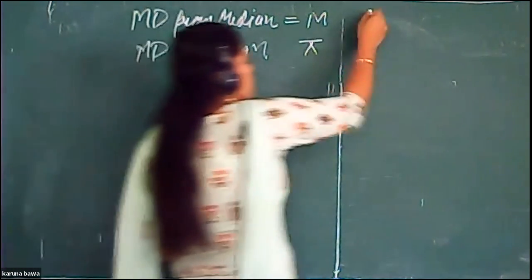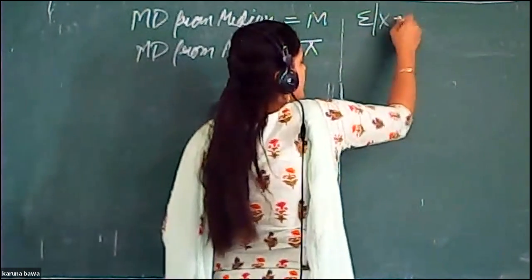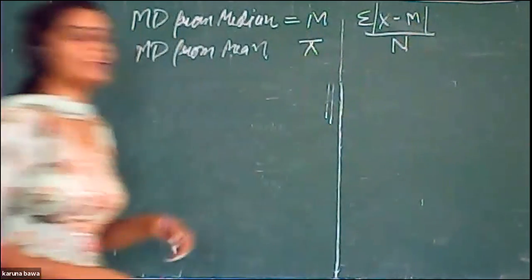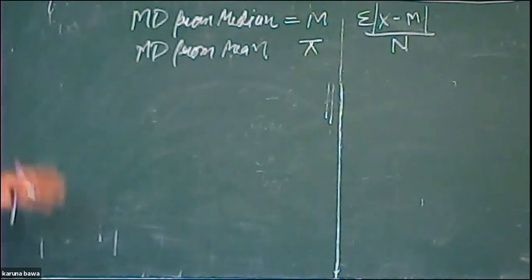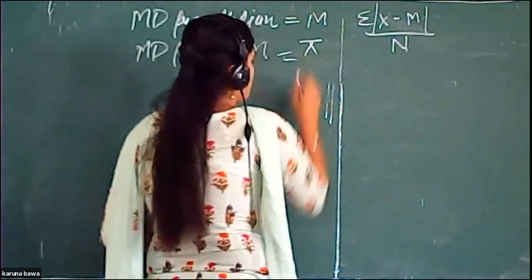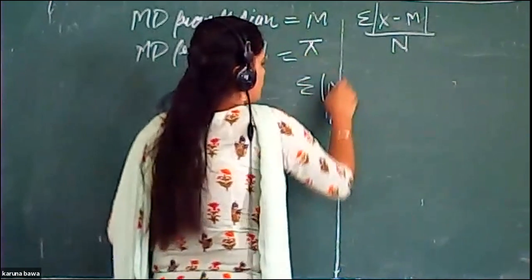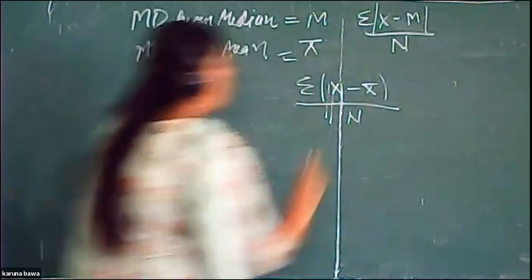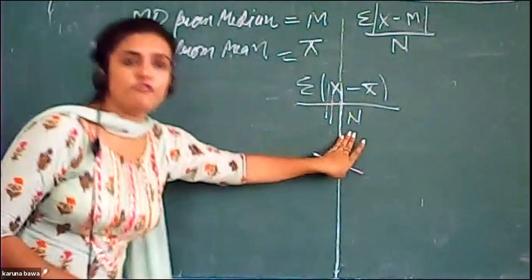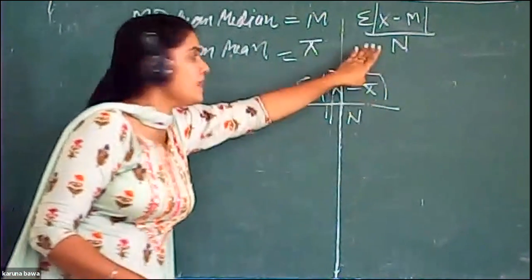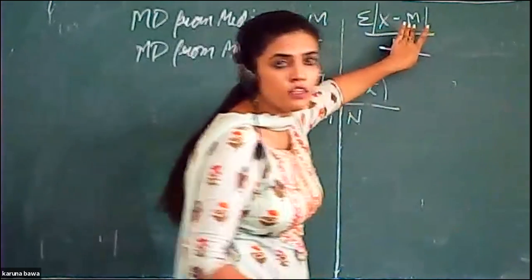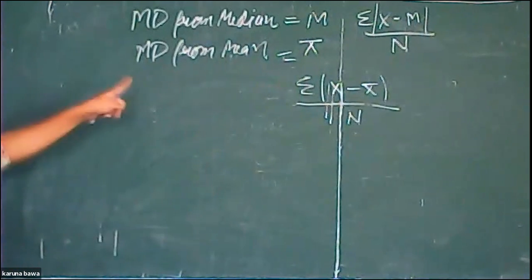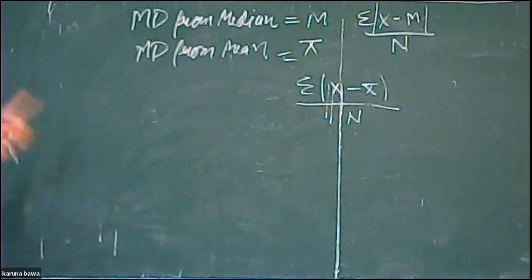The formula of mean deviation from median is summation of |x minus median| divided by n. On the other hand, the formula of mean deviation from mean is summation of |x minus x bar|, that is known as mean, divided by n. So n is the number of observations. This is the formula for mean deviation from median and mean deviation from mean.